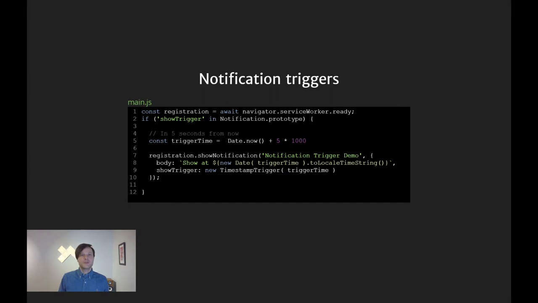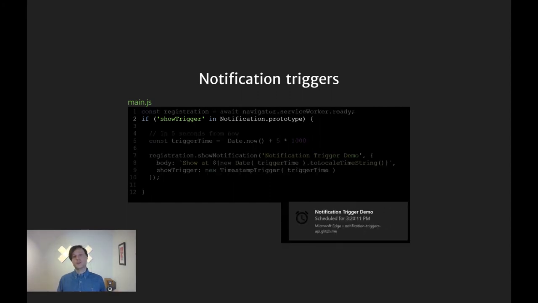If we look at the notification triggers, it starts also in the main thread, and same, I strongly recommend you to start with feature detection. And by the way, here I illustrated how this notification might look like on Windows 10 operating system. Here we specify exact time point when we want to show this notification. And then as a trigger, we provide timestamp trigger, and maybe in the future we'll have more triggers, not only based on timing, but maybe based on geolocation, maybe based on some other parameters.